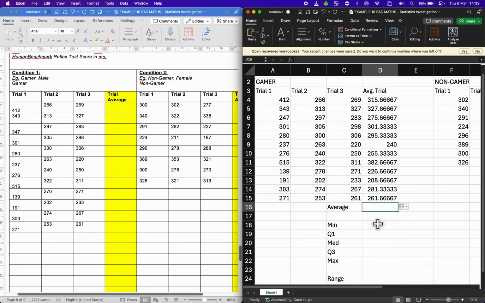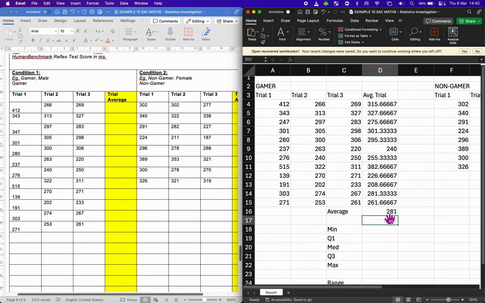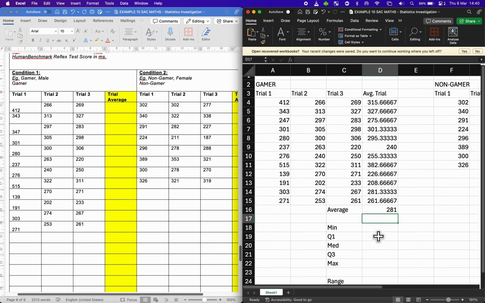How do I do that? How do I tell a cell what to do? Equals av, select average. I want it to average all of these, so I drag it down. Don't include the cell that you're calculating it in. Include only the cells that you want to find the average of, and then press enter. That's found the average of all the gamers is 281 milliseconds.